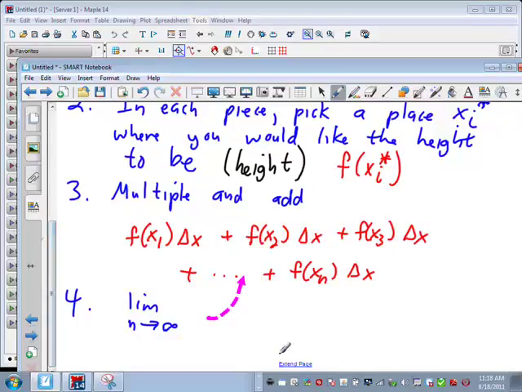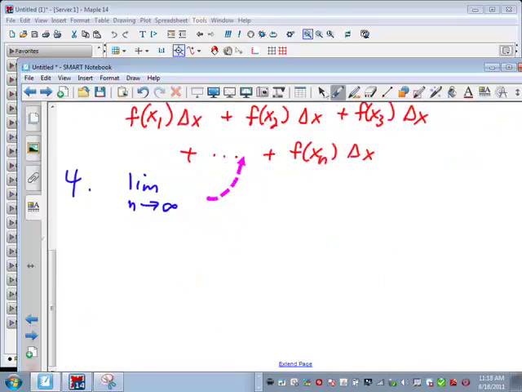And that's the exact area. And that's also what we're going to call this, the integral from a to b of f of x dx. So this looks like an S, and it looks like an S because we are summing things up. We're summing things up.